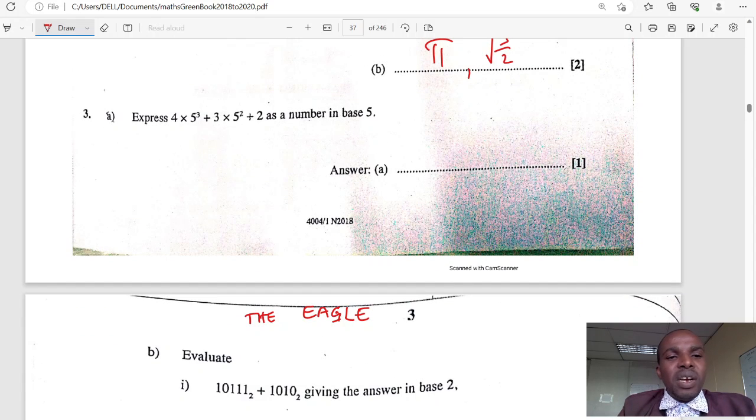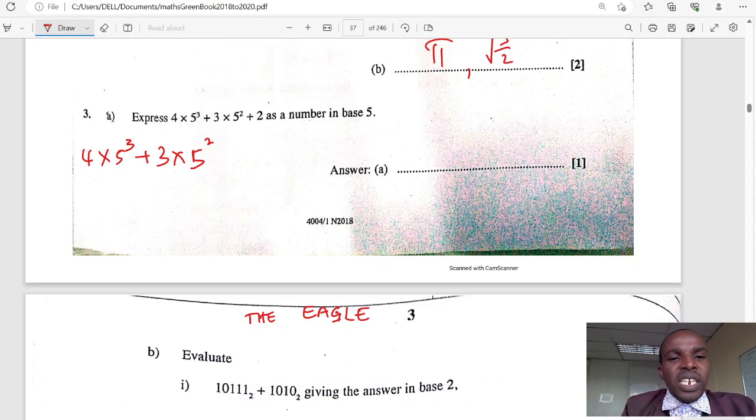Right, then question 3. Express 4 times 5 to the power 3, plus 3 times 5 to the power 2, plus 2, as a number in base 5. As you can see, this has been expressed in powers of its own base, so the powers must be flowing. 5 to the power 3, then it's supposed to be followed by 3 times 5 to the power 2. Then the next one is supposed to be 5 to the power 1.